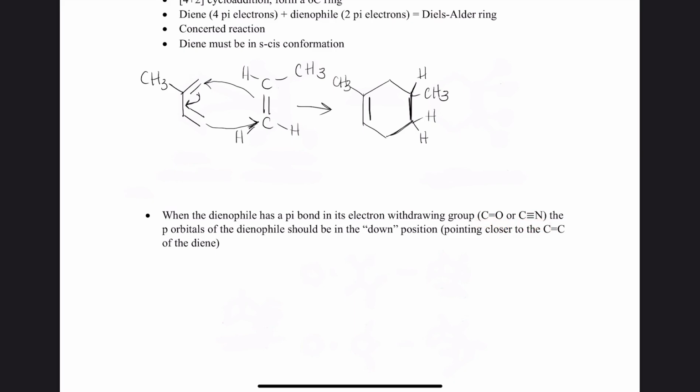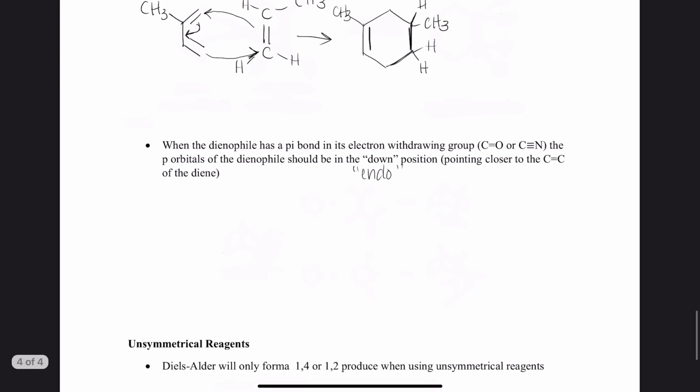And so whenever you have an electron withdrawing group attached to your dienophile, it should be in the down position. The reason why is that it's going to point closer to the carbon-carbon double bond of the diene, giving it a more stable, a more favorable position. This down position can also be called the endo position.